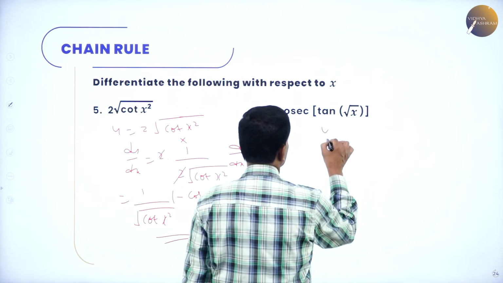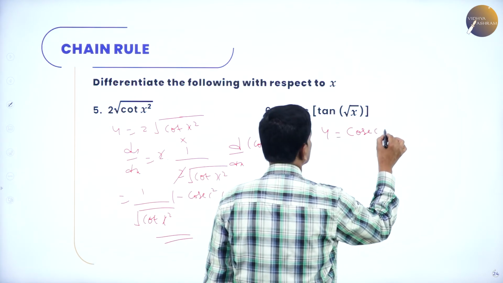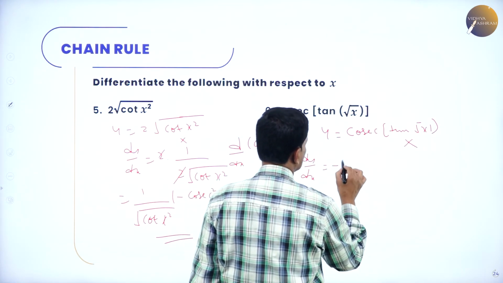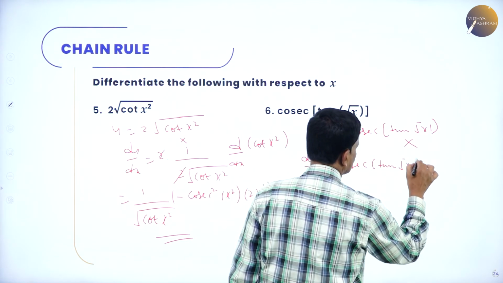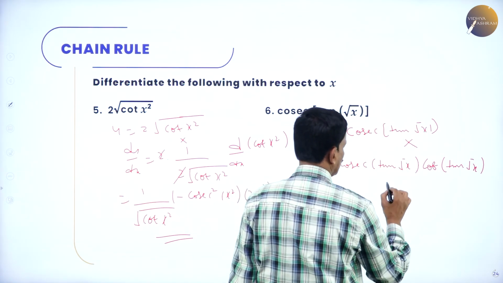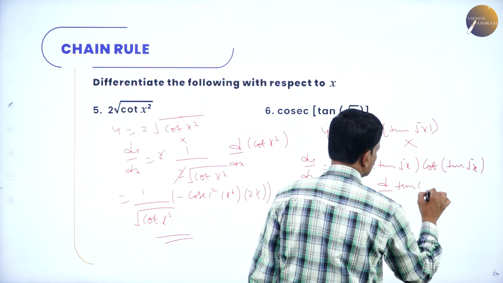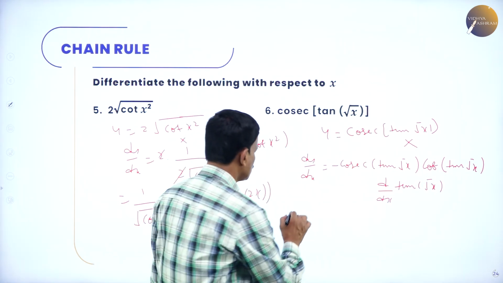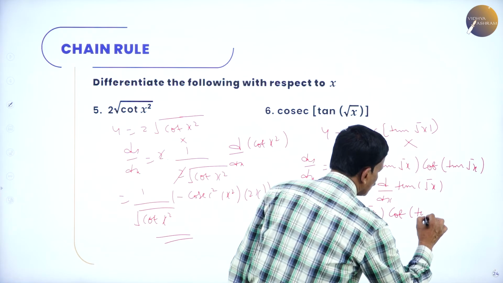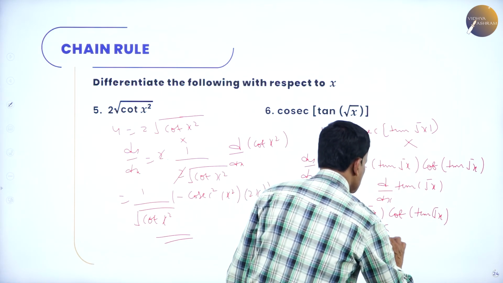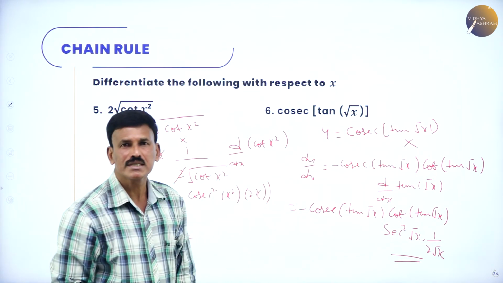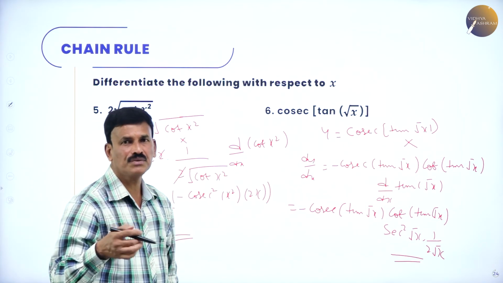Now come to this. Here y is equal to cosecant of tan root x. Let us assume this as cosecant x, so differentiation of cosecant x is minus cosecant x into cot x, that is cot of tan root x, into d/dx of tan root x. Okay, function of a function. Now this is minus cosecant of tan root x into cot of tan root x into differentiation of tan x, which is secant square root x, into d/dx of root x, which is 1 over 2 root x. This is the simplified answer. Okay, hope you followed. Function of a function of a function.